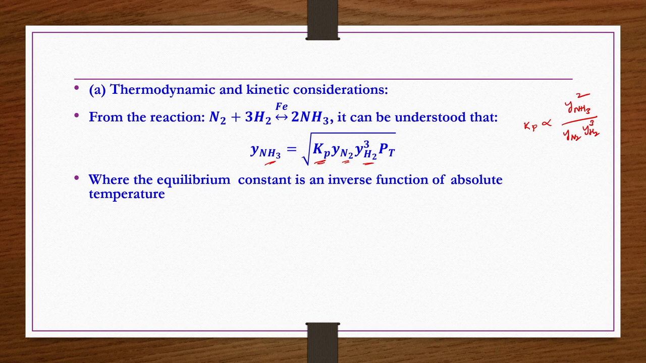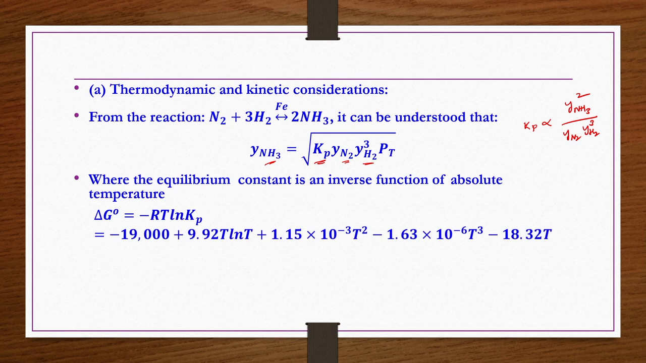This equilibrium constant is an inverse function of absolute temperature, and if it is related to the Gibbs free energy, then delta G naught equals minus RT ln Kp, which is further equal to minus 19,000 plus 9.92 T ln T plus 1.15 multiplied by 10 power minus 3 T square minus 1.63 multiplied by 10 power minus 6 T cube minus 18.32 T.